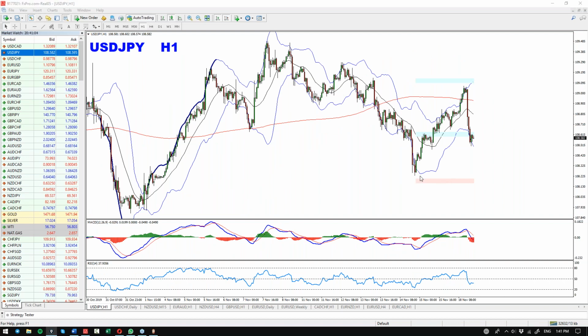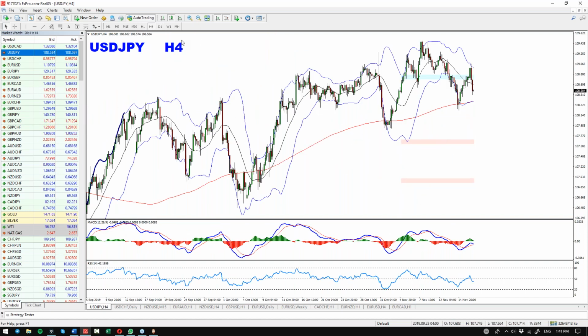Also broke this rising trend line, and we expect further continuation. Okay, that's with the dollar versus the yen. And this is what we have on the forex part.